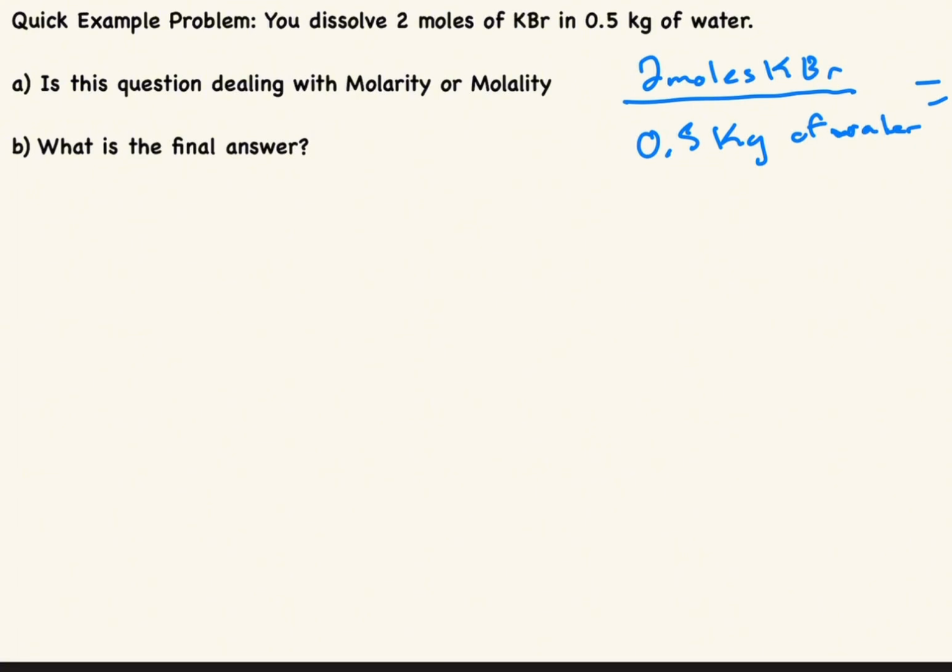Therefore, what's our final answer? Well, if we do 2 divided by 0.5, that would give us an answer of 4 molal. And that simply is going to be our answer. If you want to abbreviate it, it's just going to be 4 m, lowercase. So just kind of similar to meters, but just m, right?